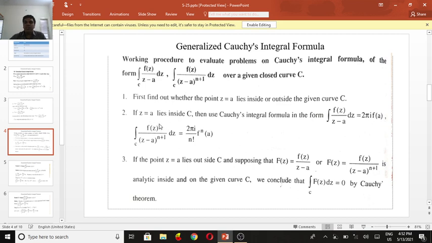And the integral over C of f of z divided by z minus a whole power n plus 1 dz equal to 2 pi i by n factorial times the nth derivative of f at a.